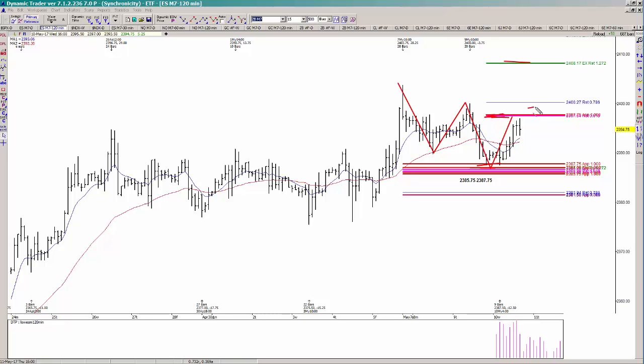Just know that if we do clear it by a decent margin, then the odds increase for continuation towards that extension target.